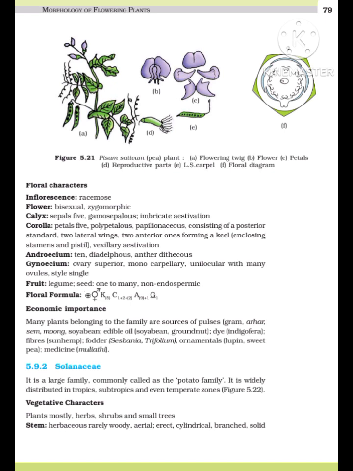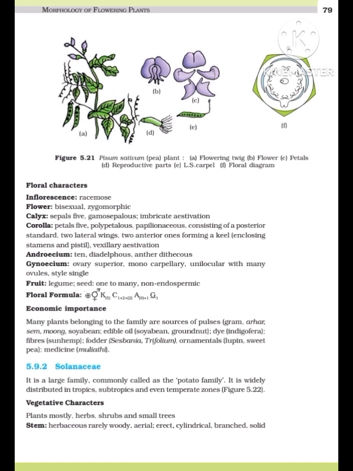Fruit legume; seed one to many, non-endospermic. Floral formula: %K(5) C1+2+(2) A(9)+1 G1. Economic importance: many plants belonging to the family are sources of pulses like gram, arhar, sem, moong, soybean; edible oil: soybean, groundnut; dye: indigofera; fibers: sun hemp; fodder: sesbania, trifolium; ornamentals: lupin, sweet pea; medicine: mulethi.